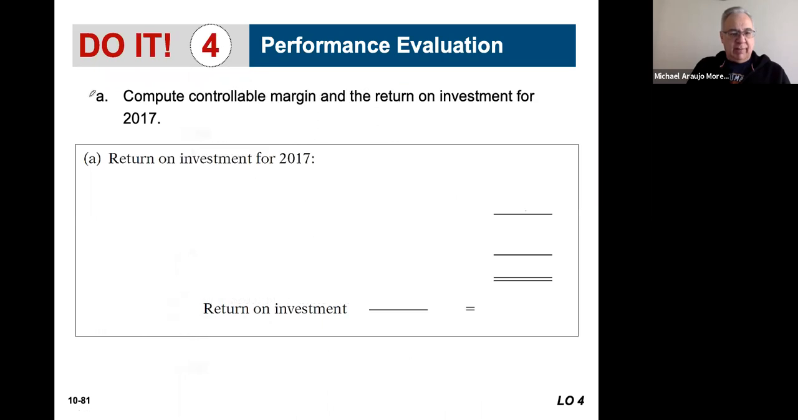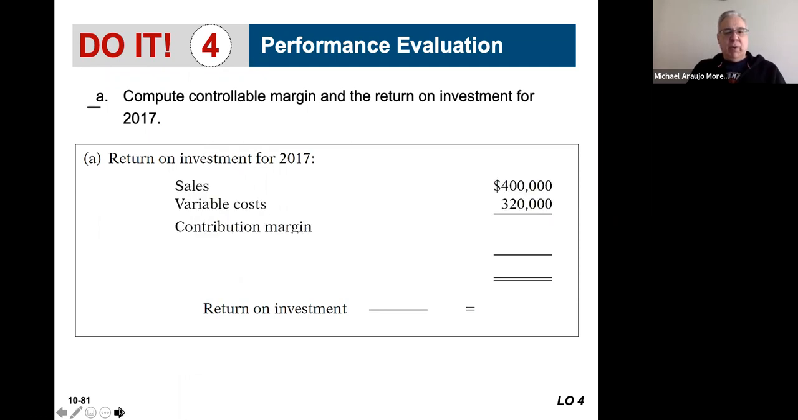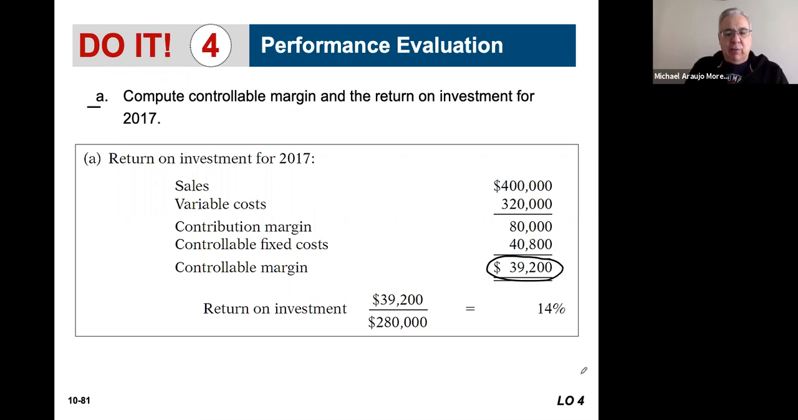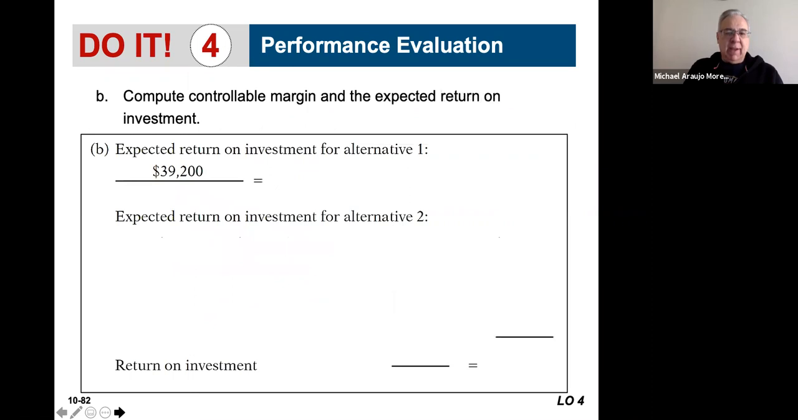So let's take a look. Our first thing we would do here for 2017, we had sales of 400, variable costs of 320, so our contribution margin was 80. We subtract out our controllable fixed costs to get controllable margin of 39,200. We put that over our average operating assets of 280, and we would come up with a 14% return on investment, which is good. Again, double digits is where you want to be.